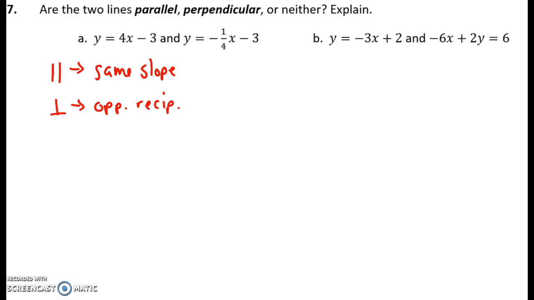If I take a look at the slope in the first equation, I have a slope of 4. Second equation, I have a slope of negative 1/4. They are definitely not the same, so these two lines are not parallel. To verify that they are opposite reciprocals, I can make 4 into a fraction of 4 over 1. That is positive, and this slope is negative 1 over 4, so you can tell that the fraction was flipped, positive to negative. These two lines are perpendicular.